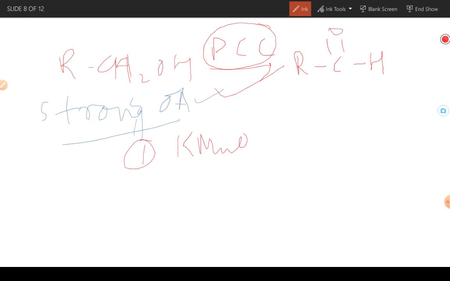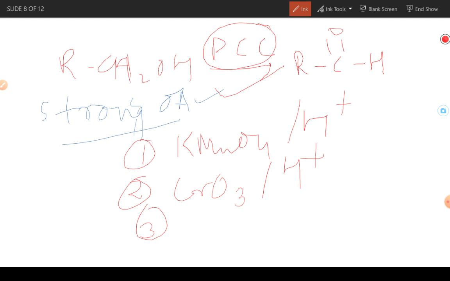KMnO4 in the presence of H plus. The second one is your CrO3 in presence of H plus. Or in third you can also take K2Cr2O7 in the presence of H plus, which is your Jones reagent. You can see these three are strong oxidizing agents. These convert primary alcohol into acids, meaning carboxylic acid. That is RCH2OH into RCOOH. We require a strong oxidizing agent. These three are strong oxidizing agents.